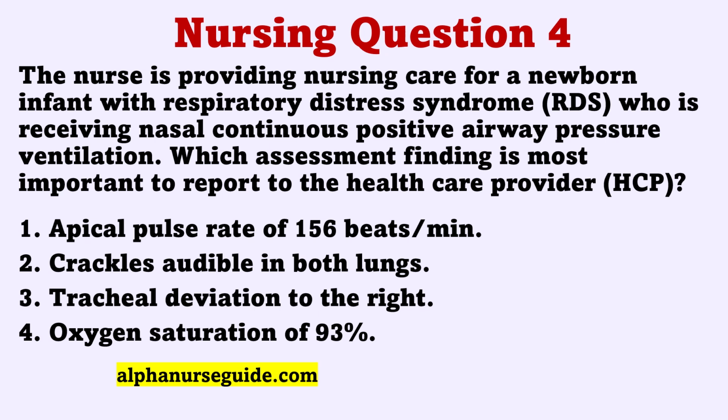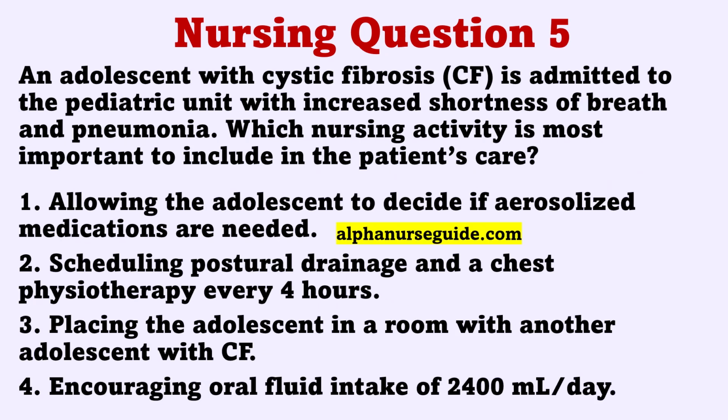An adolescent with cystic fibrosis is admitted to the pediatric unit with increased shortness of breath and pneumonia. Which nursing activity is most important to include in the patient's care? 1. Allowing the adolescent to decide if aerosolized medications are needed. 2. Scheduling postural drainage and chest physiotherapy every 4 hours. 3. Placing the adolescent in a room with another adolescent with CF. 4. Encouraging oral fluid intake of 2,400 milliliters per day.